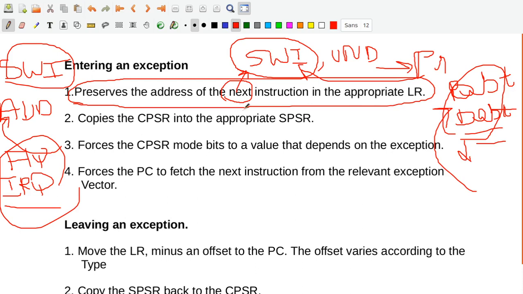So it preserves the address of the next instruction in the appropriate link register. Why does the link register have to be used? What is the register that you have here? It is R14. R14 is always the link register, and what do you have for the PC? That is R15. The processor is always in ARM state whenever it is handling an exception. So it always preserves the address because you want to return back. Why do you want to preserve the address of the next instruction in the appropriate link register? If you don't, see what happens.